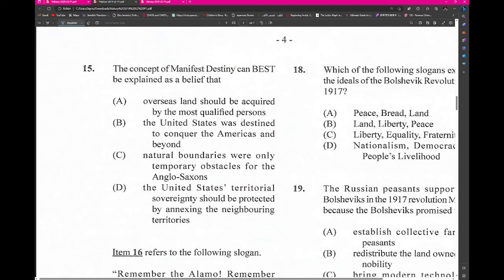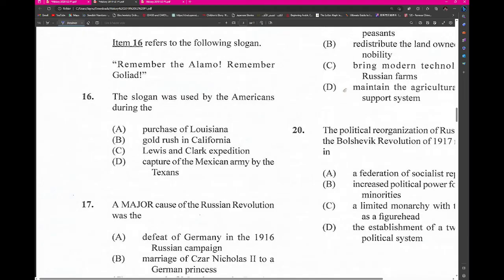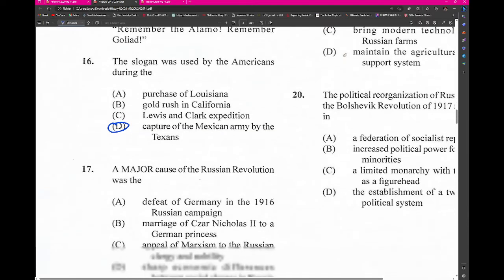Alright, so the concept of manifest destiny was best explained by the territorial sovereignty should be protected. This is Monroe. That's Monroe doctrine there. But we have B here. Remember the Alamo. Remember Goliad. Right? This was the capture of the Mexican army by the Texans.